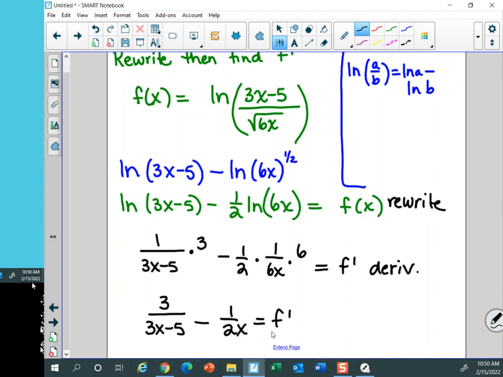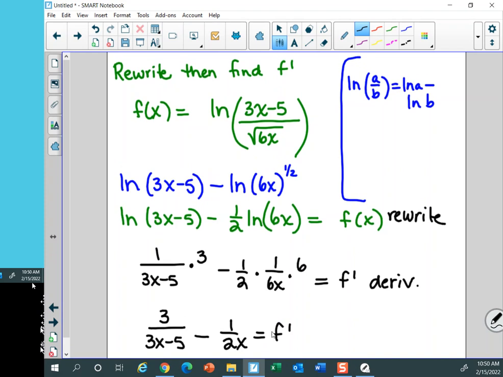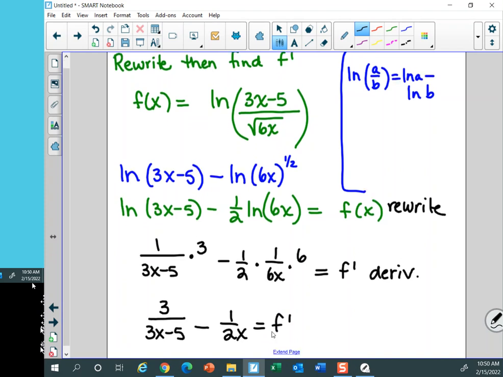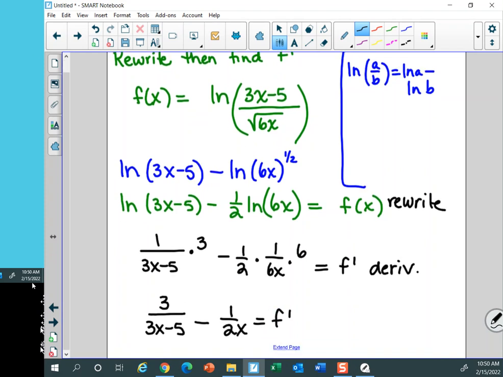So how can I prove? I like to prove that things are right. Let's see if we can prove this is right. I have an idea. 3x minus 5, 2x. I don't know how to do this on Desmos, but I know how to do it on the 84. Let's grab my 84 and do this and prove it.